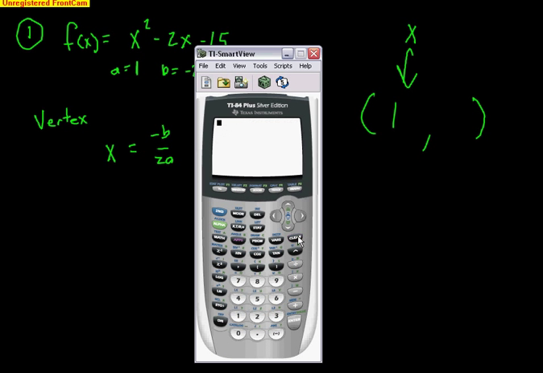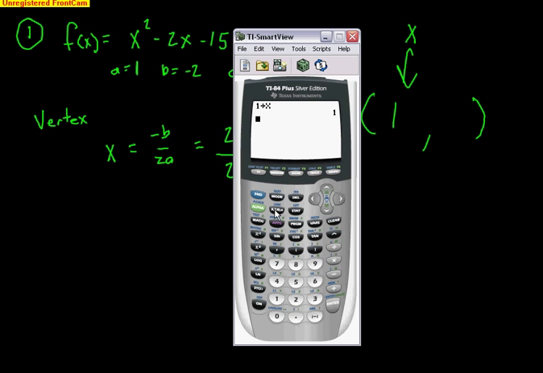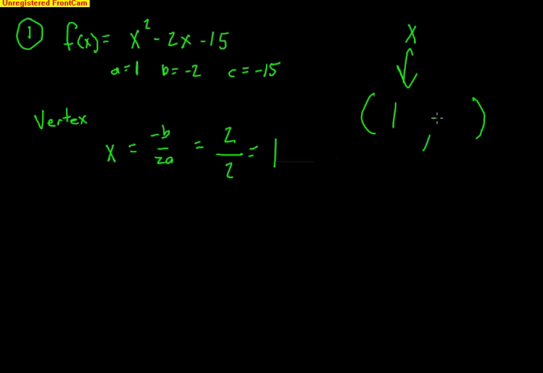So we're going to do 1 store, it's a little STO button, as x. So we're going to tell the calculator x is 1, and then we're actually going to just type in here x squared minus 2x, and the x button's right underneath mode here, minus 15. And that's going to tell us that the coordinate is at negative 16. So that means the y-coordinate is at negative 16. So that's your vertex. So it's at 1, negative 16.